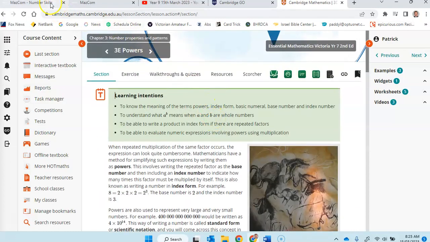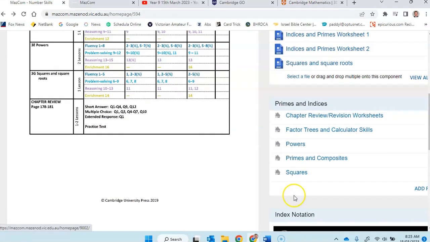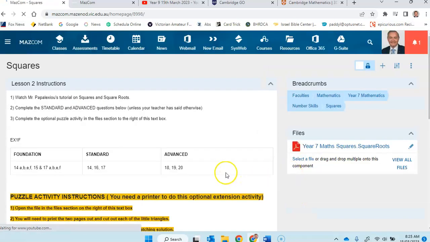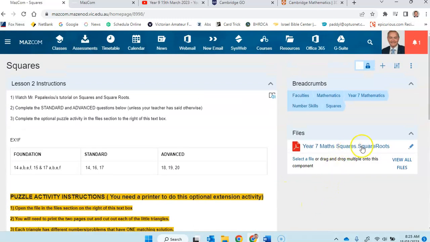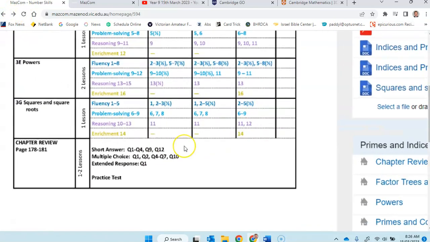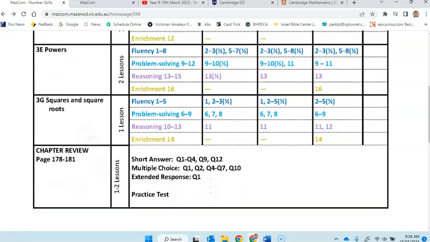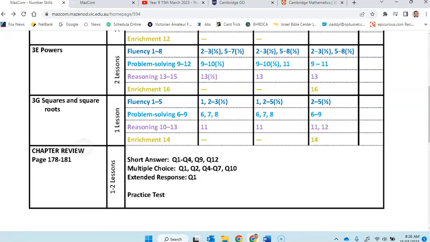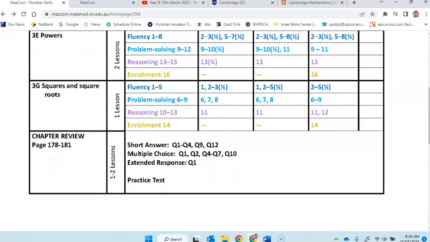If you are up to that, you can then go on and have a look at squares and square roots from the class page. There's a video there, and also some squares and square roots to have a look at. So this would be our second lesson on powers. Then we'll have a lesson on squares and square roots. If you want to have a look at that this afternoon, that's fine. Then we'll have a chapter review.